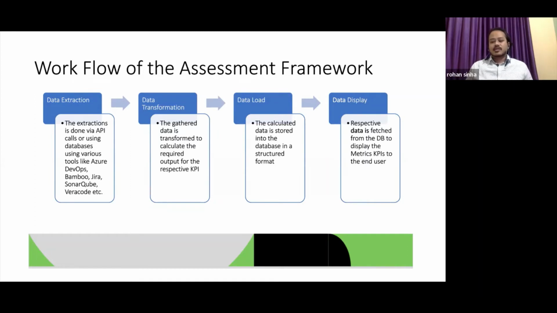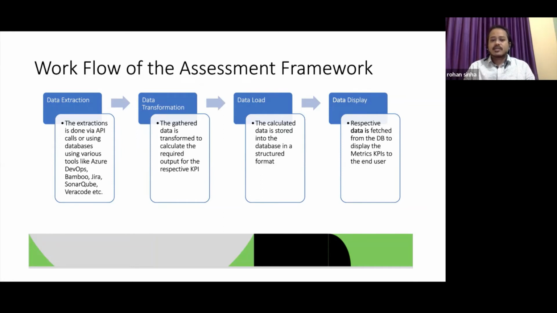Azure DevOps can give you data for deployment, build, and even work items. Bamboo can show you the deployment log. Jira can show you the work item level log. SonarQube can show you the quality log. And finally, Veracode can show the security log. And this can further go down to any other tools that a portfolio might have available.